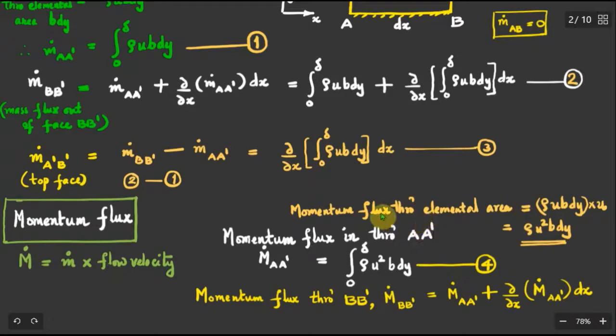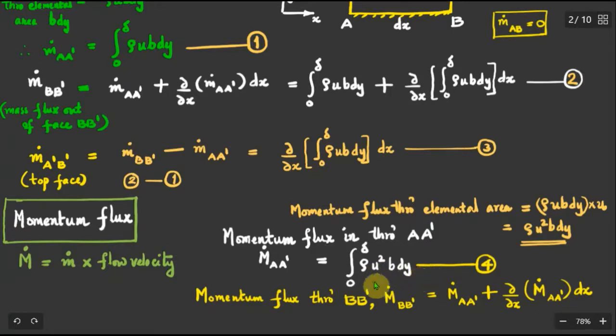Now for the elemental area, this is the momentum flux. The momentum per second of the flow, or momentum rate, what we call momentum flux, into the control volume through the left side face A dash will be equal to, we integrate this one, so integral 0 to delta rho u square b dy. So this is the momentum flux into the control volume through the left side face A dash: integral 0 to delta rho u square b dy.